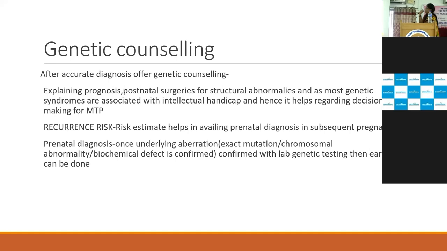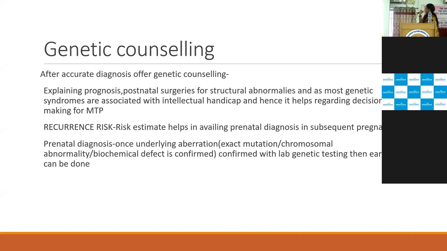So finally, coming to the main thing: after we do a thorough evaluation of a dysmorphic fetus, going through the ultrasound features and taking the lab tests and screening genetic tests, we come to a conclusion and offer genetic counseling for the mother, explaining the prognosis. If a baby is born alive with dysmorphism, postnatal surgeries can easily correct structural anomalies, but there is the possibility of intellectual handicap, and we have to suggest MTP if she comes early. The recurrence risk estimate helps in availing prenatal diagnosis mainly.